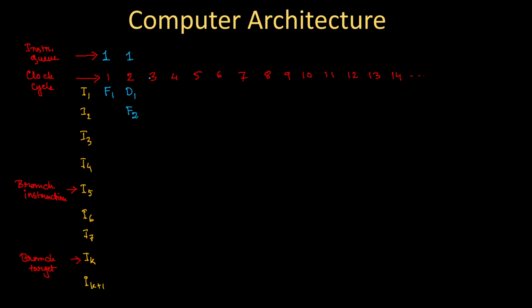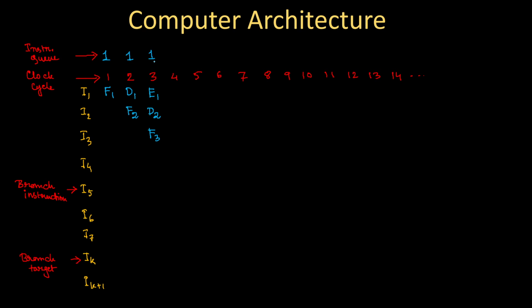Similarly, in the third clock cycle, I1 has started executing, and I2 will start decoding. When I2 starts decoding, instruction 2 goes from the instruction queue to the decoder, so the queue becomes empty, but at the same time instruction 3 enters the pipeline. So the total number of instructions in the queue remains 1 again.